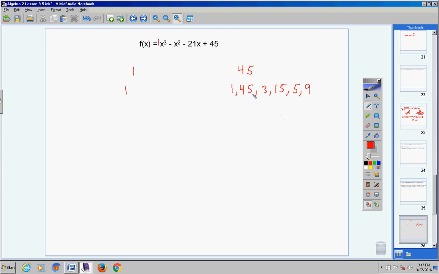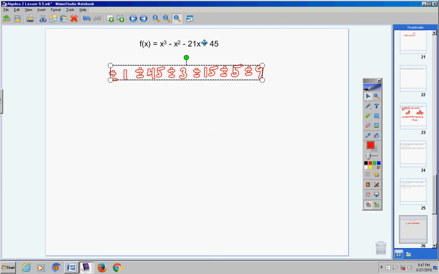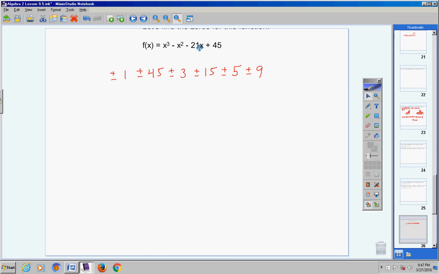So take each one of these numbers and put them over 1. So 1 over 1 is 1. 45 over 1 is 45. 3 over 1 is 3. 15 over 1 is 15. 5 over 1 is 5. And 9 over 1 is 9. So there's your list of possible rational zeros. Now we got to test these and find some zeros, okay? Now, I hope I haven't lost you yet, guys. Listen to me. Try to factor it first. If this function right here is not factorable, then you make a list of possible rational zeros, alright?